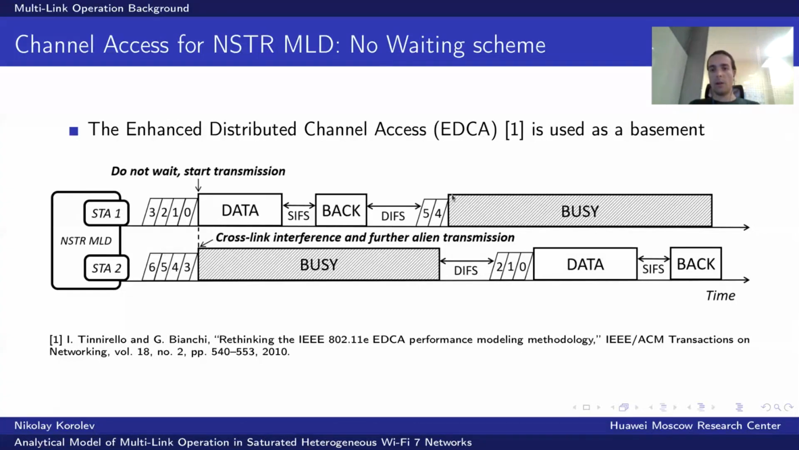In this example we lose the contention in the first link, so the channel becomes busy, and we continue to contend for the channel in the second link. So overall, in the first scheme which we consider, if any of the back off counters reaches 0 value, we immediately initiate a transmission in the corresponding link, and we do not wait for any other link in order to perform simultaneous transmission.